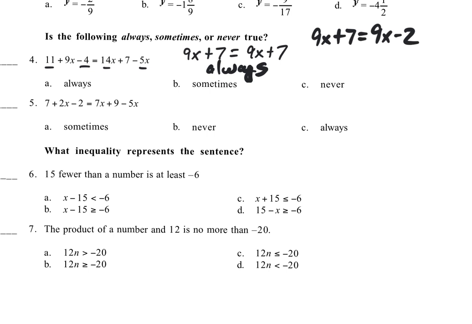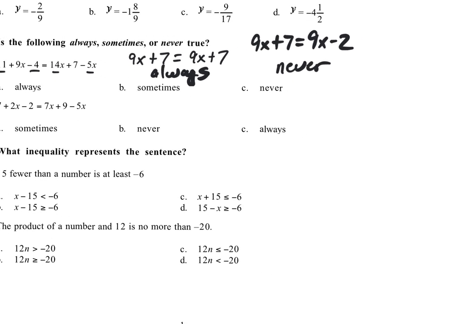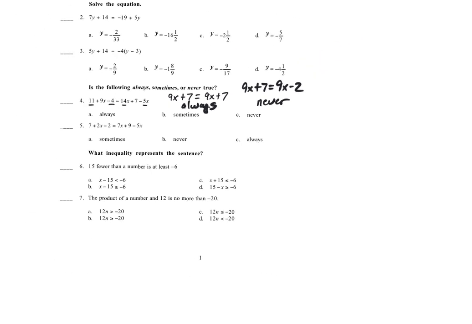If I were to subtract 9x from both sides, I would get 7 equals negative 2. And in this case, there's no number that makes this true. So if no number would make this true, then those two will never be equal to each other. There's no number that I can plug in for x that would ever make that true. Okay, sometimes it's kind of tricky.